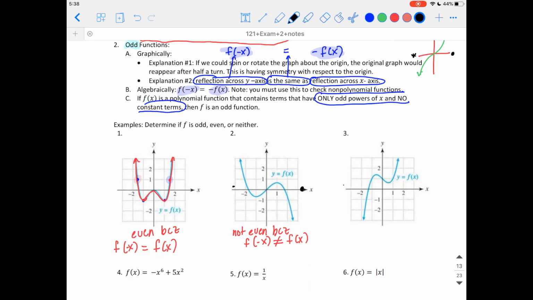But I'm going to do it with explanation number 2. So here I go. Explanation number 2 says the reflection across the y-axis. So I'm going to do the reflection across the y-axis very slowly here. So if I have this point here, and I'm going to reflect it across the y-axis, it ends up here.